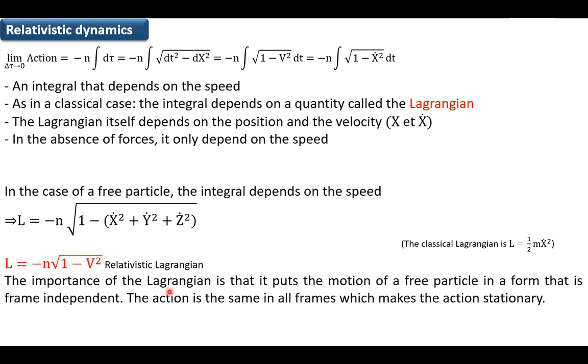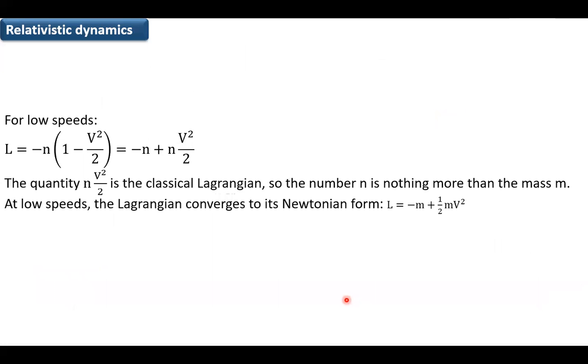So the importance of this Lagrangian is that it puts the motion of a free particle in a form that is frame independent. So it's independent of any inertial frame, or it's the same in all inertial frames. So it's an invariant quantity. We can use it in physics. Because the action is built from invariant quantities, it will be the same in all inertial frames, which also makes the action stationary, as in the Newtonian case.